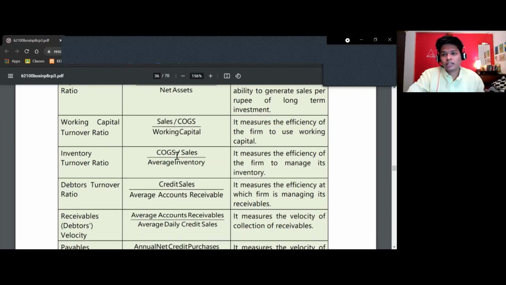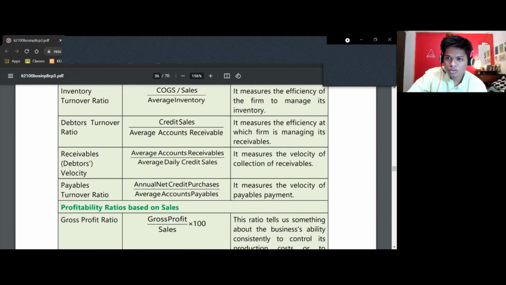Inventory turnover ratio is again very specific. Working capital includes inventory, so again you're drilling down into inventory, accounts receivable, daily credit sales, and so on. So I don't think these are too important.